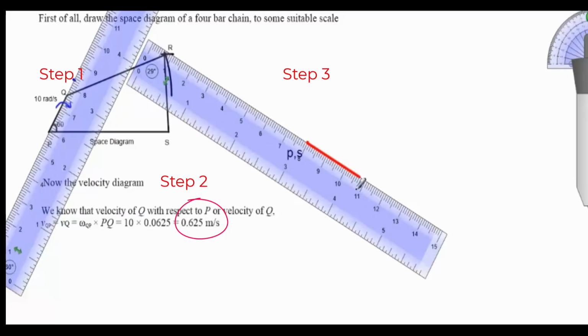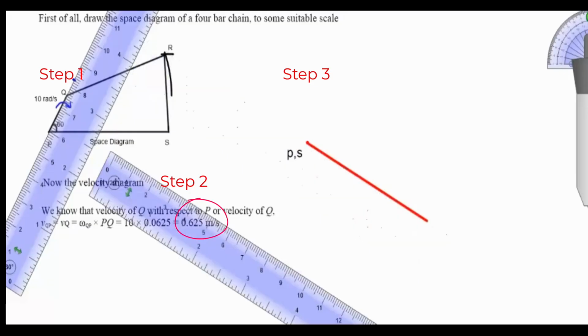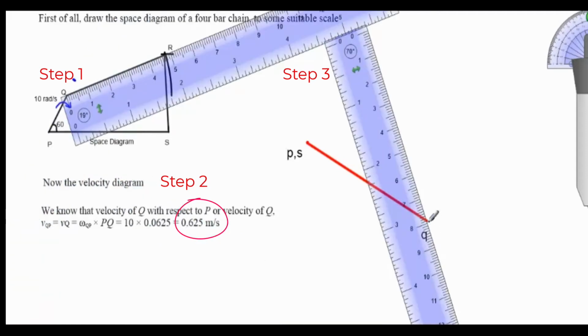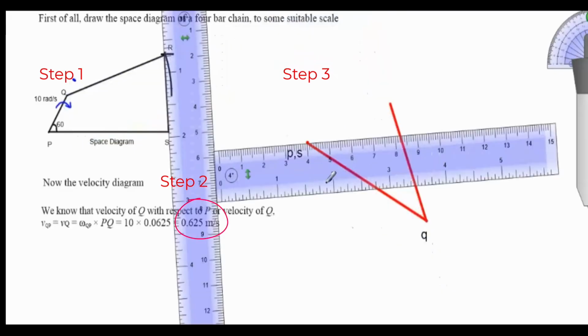Since we know PQ is 0.625, I am taking a suitable scale. Here I use the scale 1 centimeter equal to 0.1 meter per second, by using which I am drawing the line. More importantly, that line is perpendicular to PQ. Then we do not know the magnitude of velocity of QR as well as RS, but we know the direction. So we need to draw perpendiculars to QR and RS as shown.